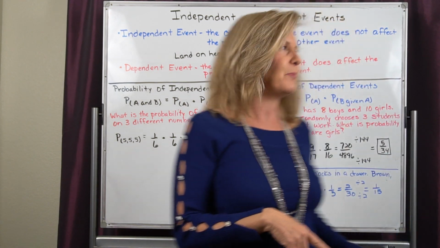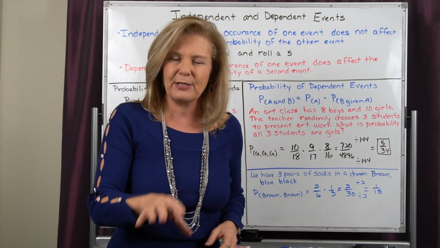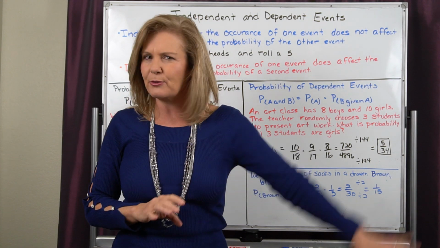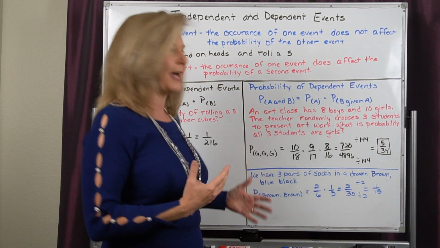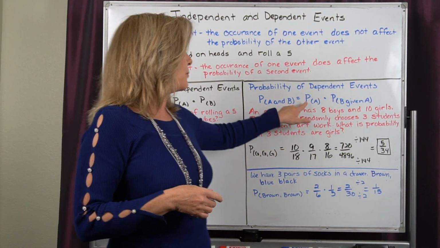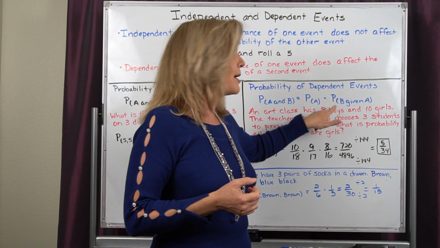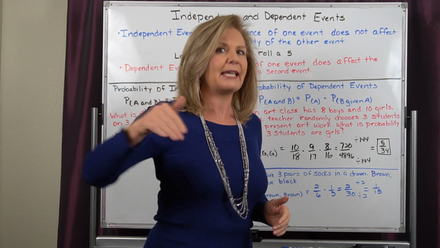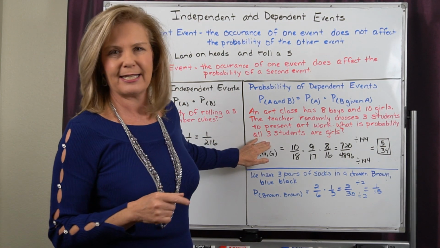Let's go to a dependent event. Now, dependent event, remember, whatever happened in the first event absolutely affects what happens in the second event. And so when we go to find the probability, they say, well, find the probability of A, and then it says find the probability of B given what happened in A. So what does that mean? Well, let's take a look at an example.